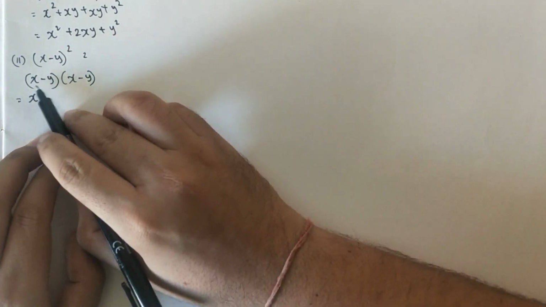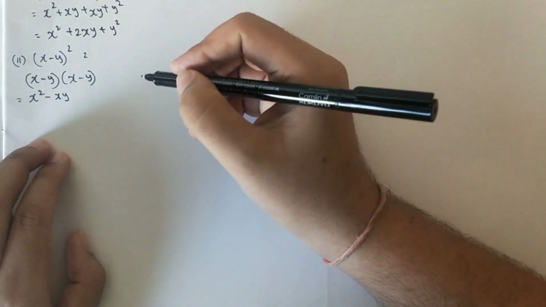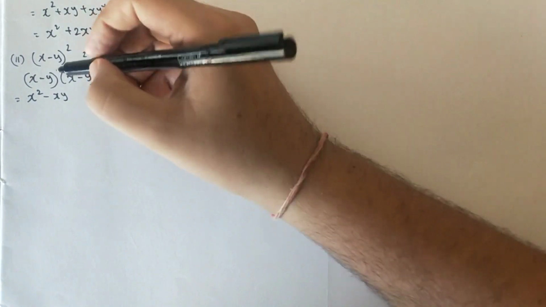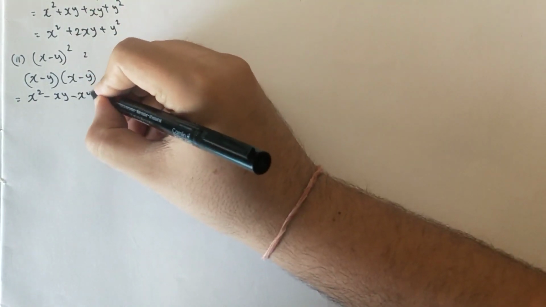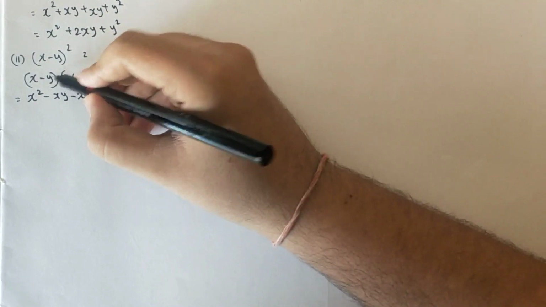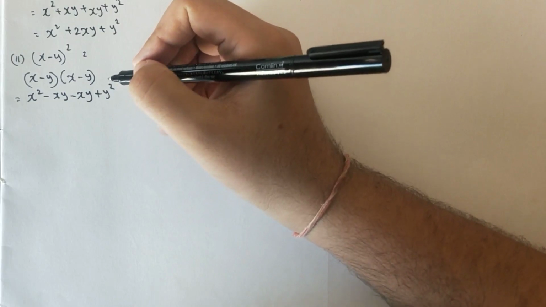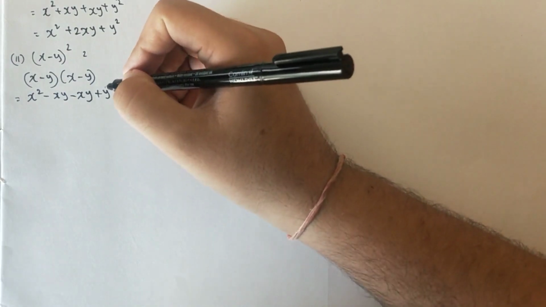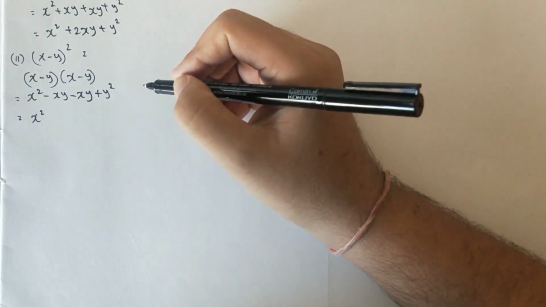Now here it is positive X, here it is negative Y. So minus XY. Positive into negative is negative. Again, minus Y into positive X will be minus XY. Negative Y into negative Y will be positive Y square. Negative into negative is positive and Y into Y is Y square. X square is the only term. There is no like term.